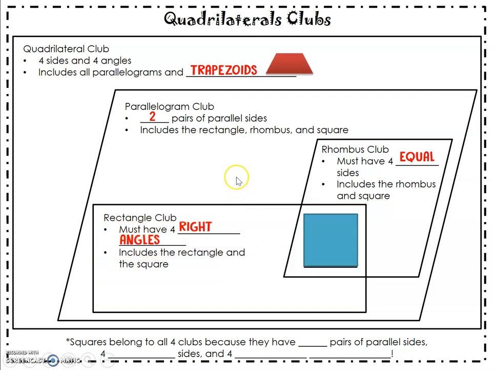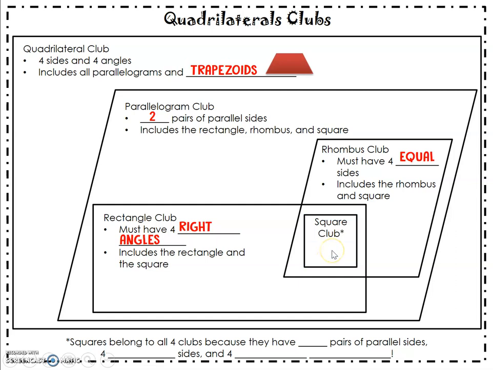Now, a rectangle has a rule about the angles. So rectangles follow the quadrilateral rules, four sides and four angles. It follows the parallelogram rule that there are two pairs of parallel sides, but a rectangle also has a new rule that each of the four angles must be right angles. So if I have to call a shape a rectangle, that means all four of my angles would be 90 degrees or right angles. Last but not least, I have the most exclusive club, which is the square.